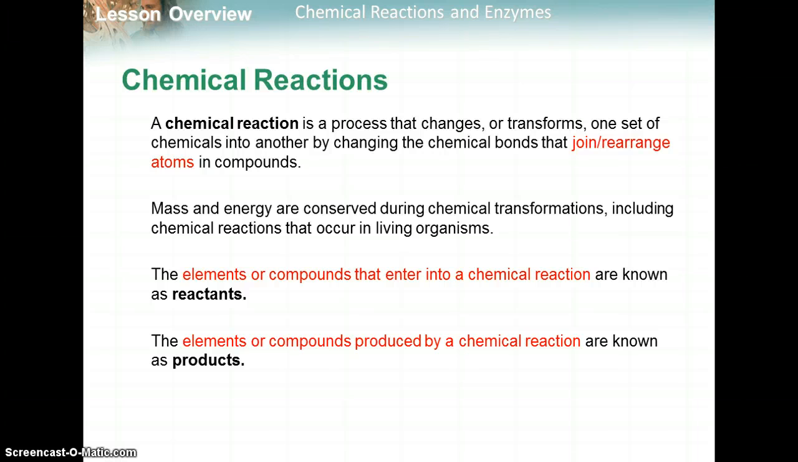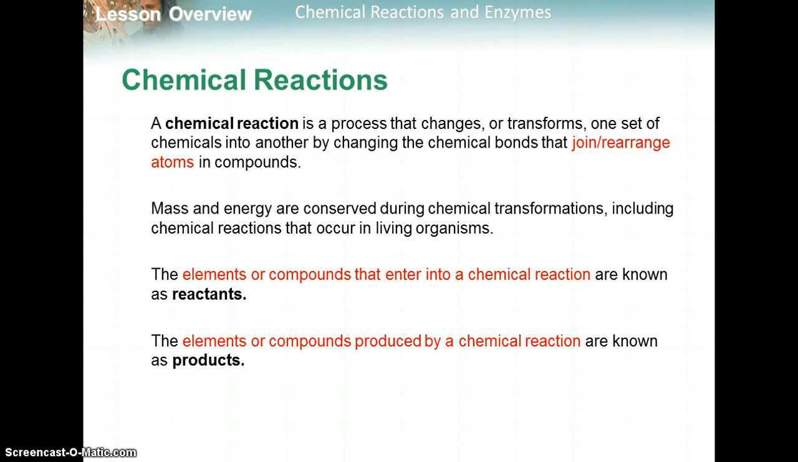All right, so a chemical reaction is a process where you're going to rearrange or break bonds and form bonds. You're going to rearrange and join atoms together to form compounds and molecules. When you have a chemical reaction, mass and energy are conserved. I mean, you're not going to lose or gain any mass or energy. Again, you're just rearranging how your atoms are joined together.